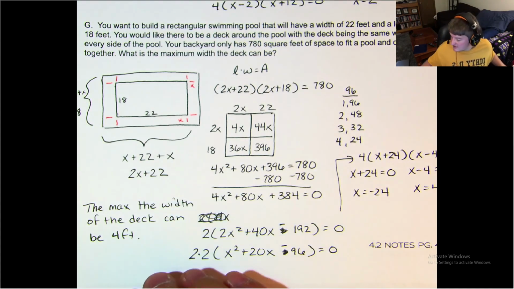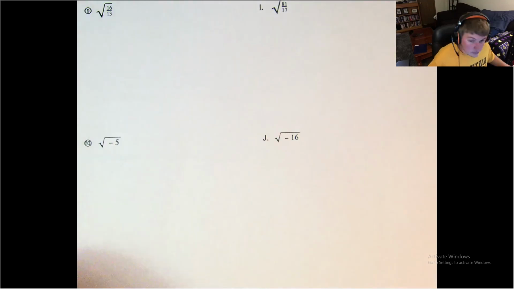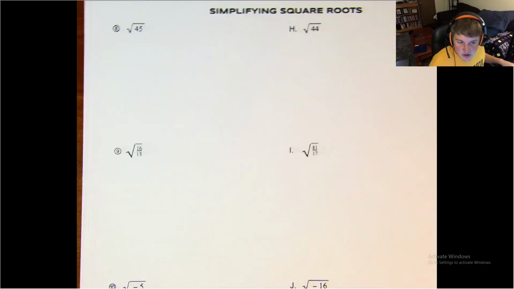All right, that's the end of this section. There is a little bit of review on simplifying square roots, but I think we took up enough time here.